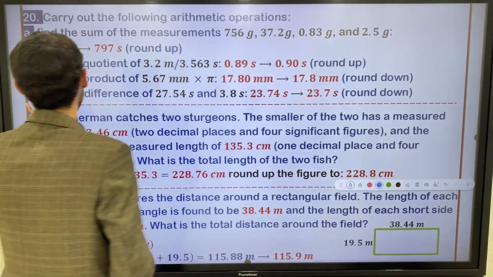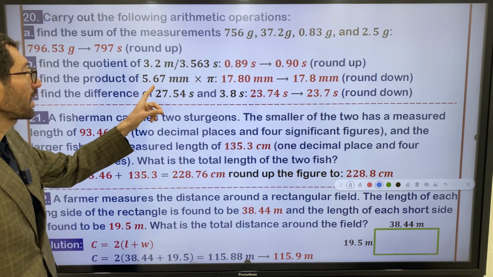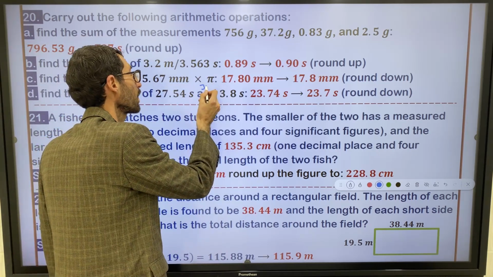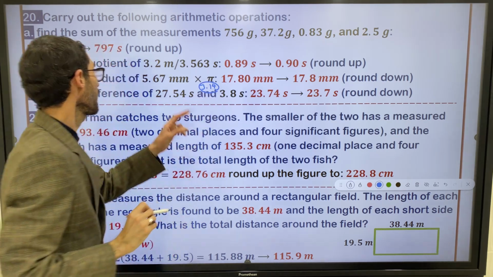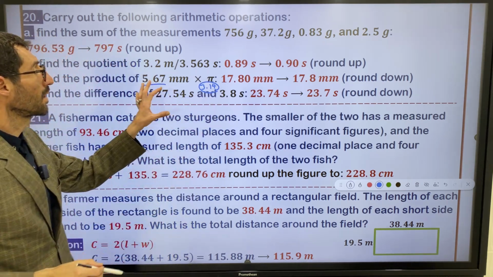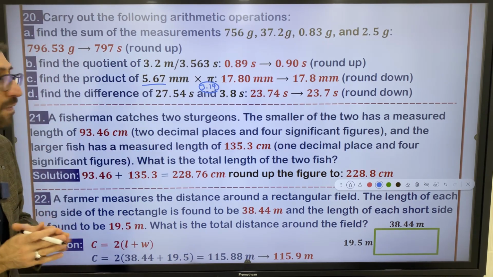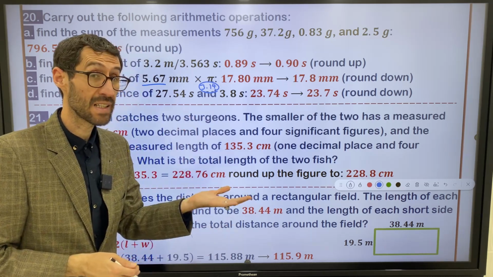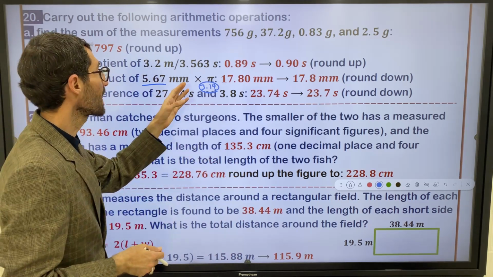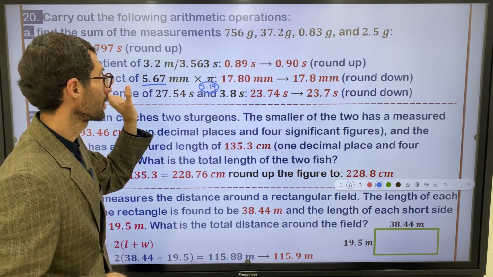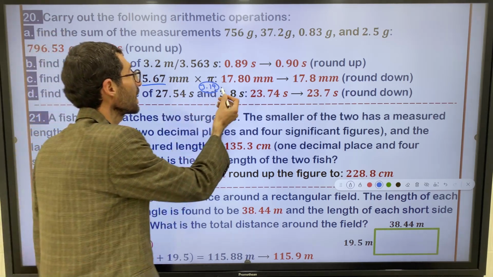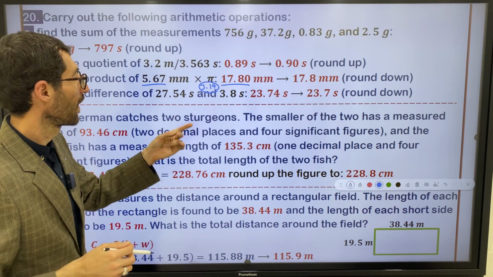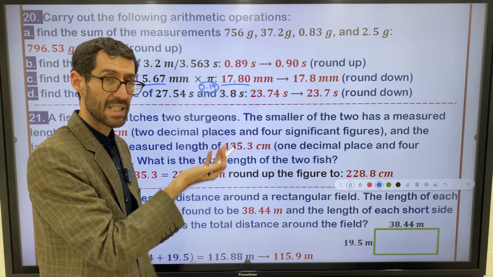Let's move on to another one. Find the product of 5.67 millimeters multiplied by 3.14. Pi means 3.14, right? 3.14 here. Both numbers have the same sig figs. Both numbers have 3 sig figs. So the answer should contain 3 sig figs as well, because this is the rule of multiplication. The answer is this, 17.80 millimeters. So it can't be. We don't accept it.